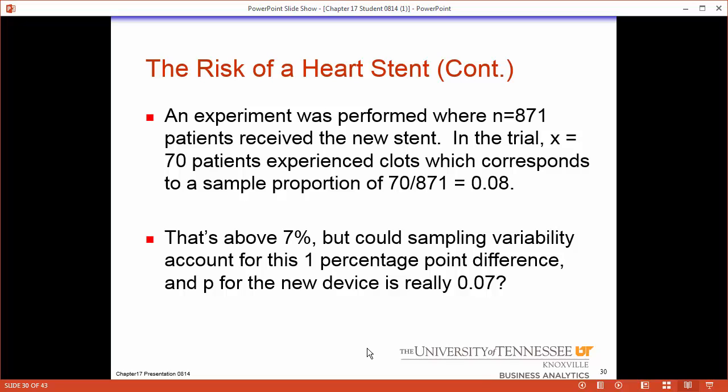So what do we have? We go out and we sample 871 people. Of those 871 people, 70 people experience blood clots. This is a sample proportion, because it came from a sample size, of 0.08. Now we know this is 1% difference, but we haven't standardized it. We haven't standardized this difference.